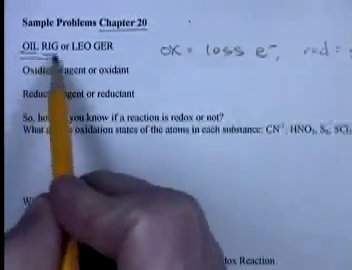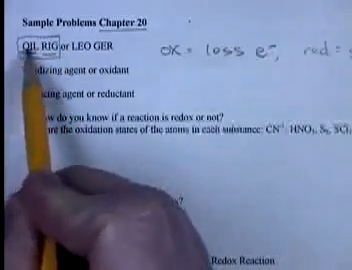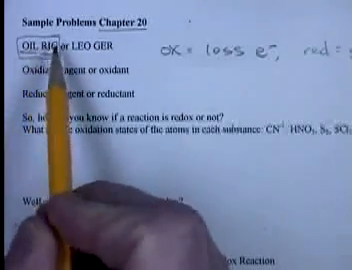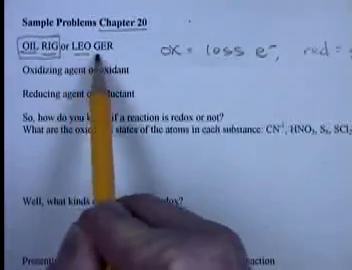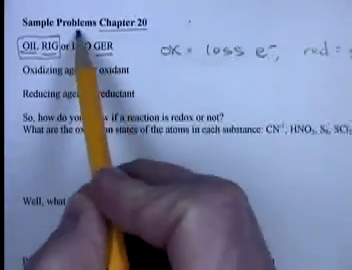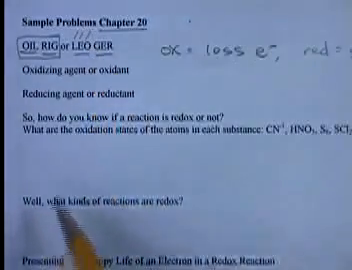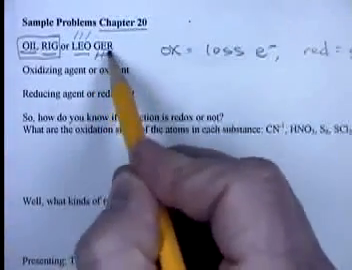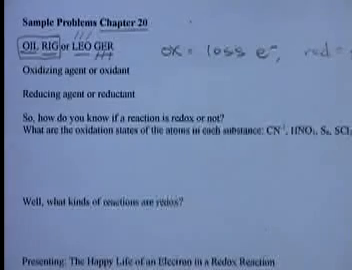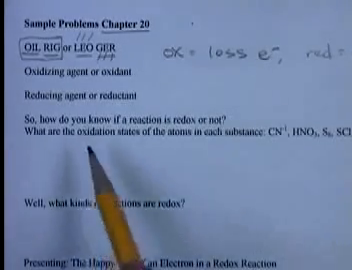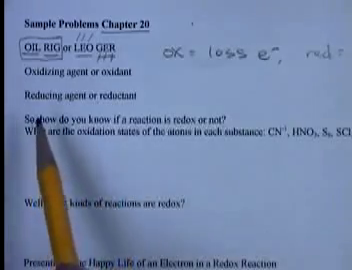A couple of simple ways to remember this is OIL RIG: oxidation is loss, reduction is gain. And LEO the lion goes GER: loss of electrons is oxidation, gain of electrons is reduction. Deciding whether something loses or gains electrons is sometimes kind of difficult, and that's what we're going to take a look at as a review today.